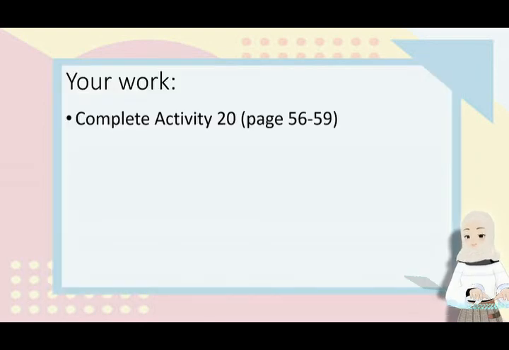Okay, time for your work. Please complete activity 20, which is pages 56 to 59 of your workbook. Good luck, Year 6.